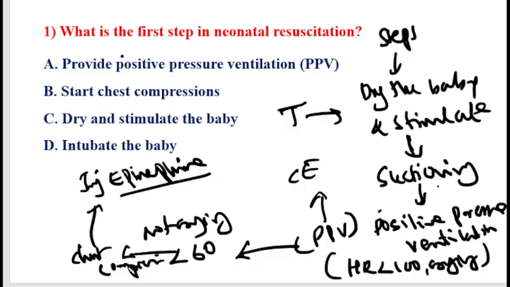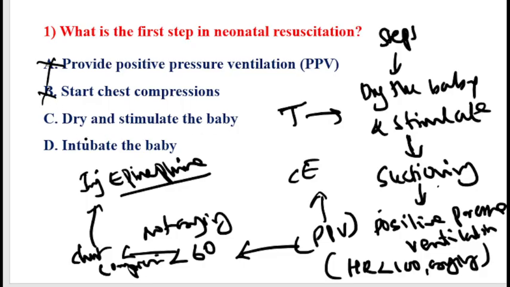So now what is the question here? What is the first step in neonatal resuscitation? Option A, provide positive pressure ventilation. It is not a first step. Option B, start chest compression. Chest compression will be circulation. See, that will be later.